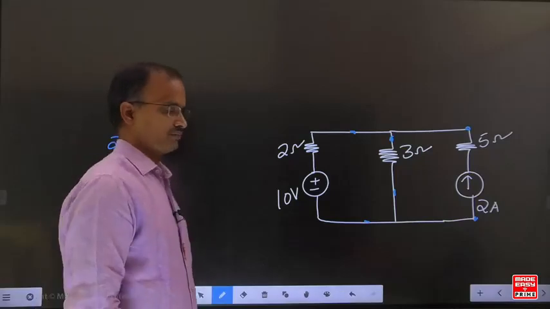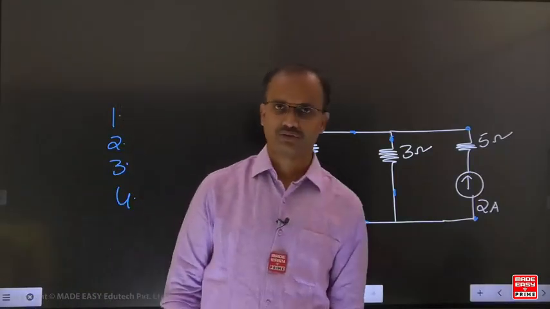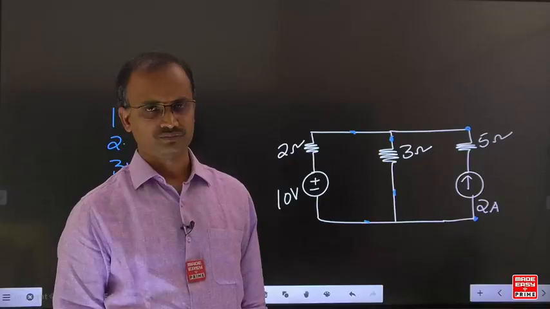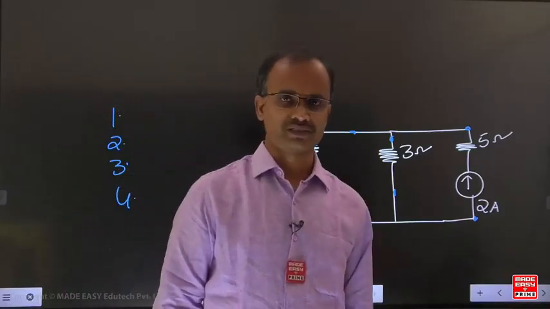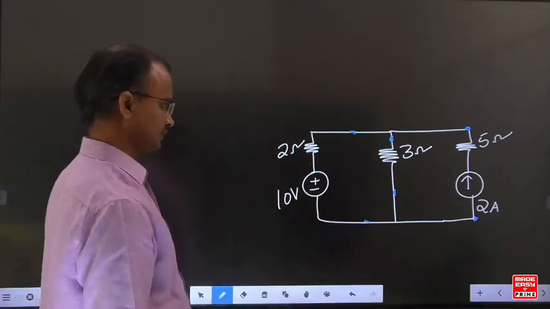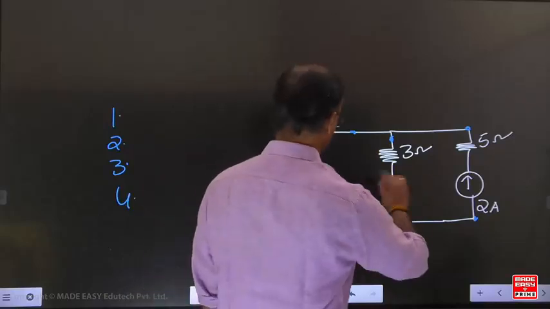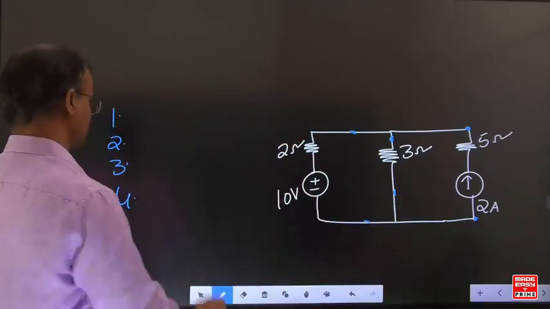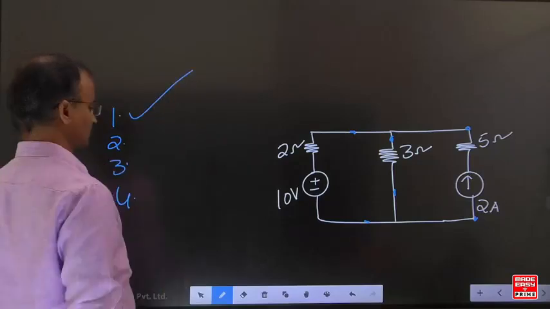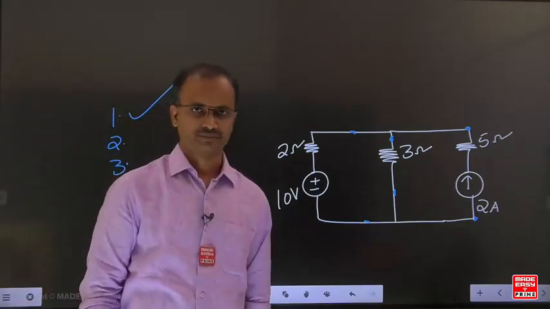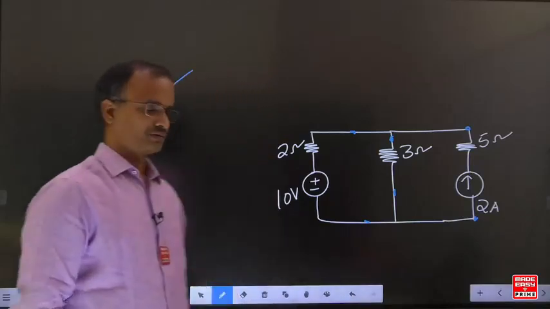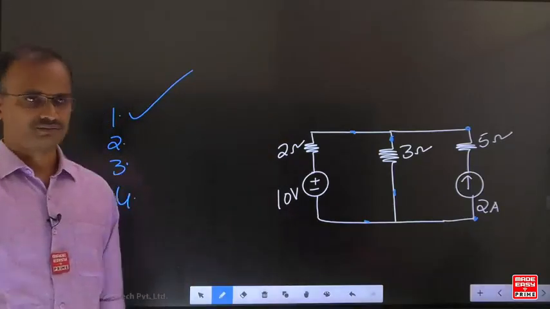Look, in the mesh analysis, what do we do first? Identify the total number of meshes in the given network. In the example, how many meshes are there? 2 meshes. Then after that, assign the current direction.